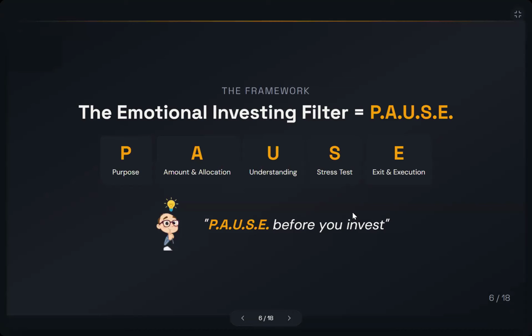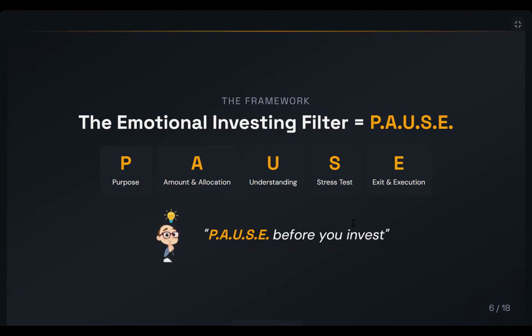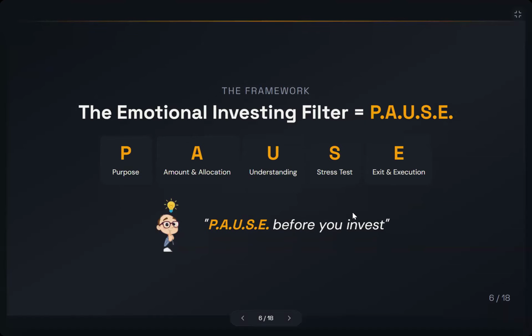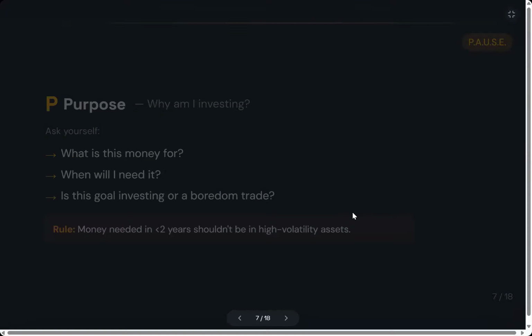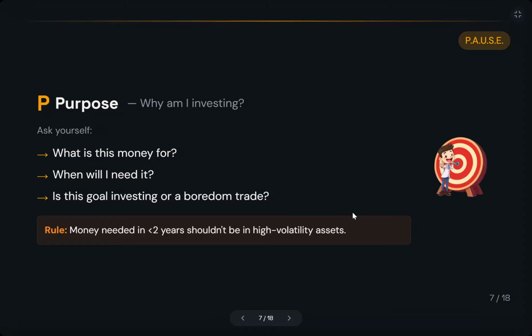So here is an emotional investing framework that I bring to you. That framework is called PAUSE. Pause before you invest. Now let's understand each of the parameters of PAUSE. P is for purpose, A for amount and allocation, U for understanding, S for stress, and E for exit and execution. So let's understand each of these letters in detail.